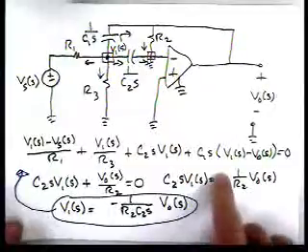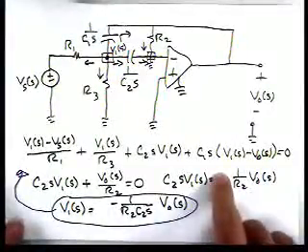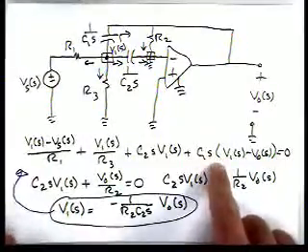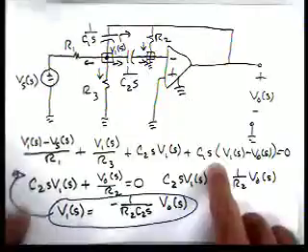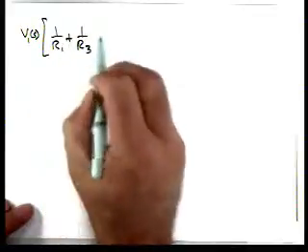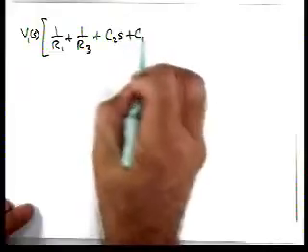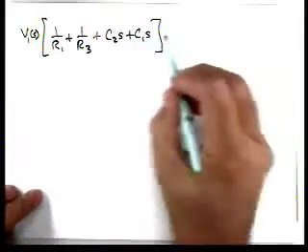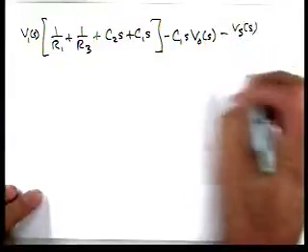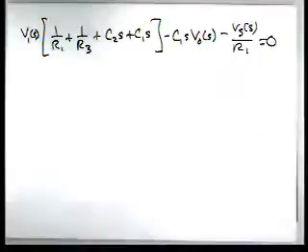rearrange it. The first thing we're going to do is rearrange this equation. Okay, so here we go. We'll collect up terms. So we'll have V1 of S times 1 over R1 plus 1 over R3 plus C2S plus C1S, minus C1S V0 of S, minus Vs of S over R1 is equal to 0.